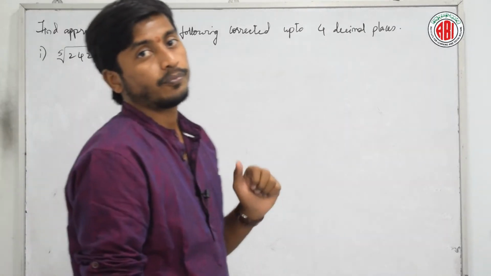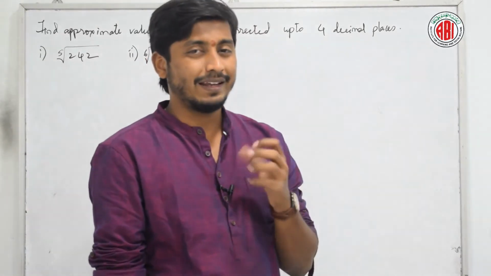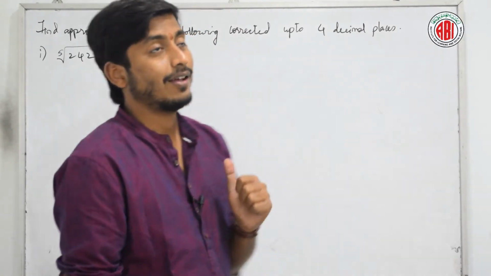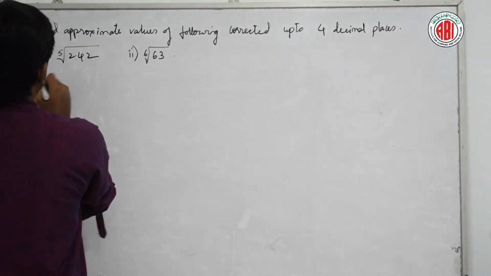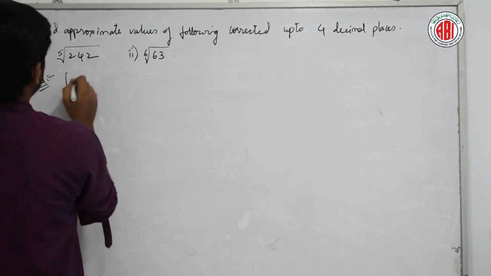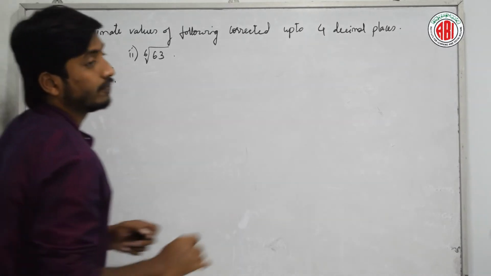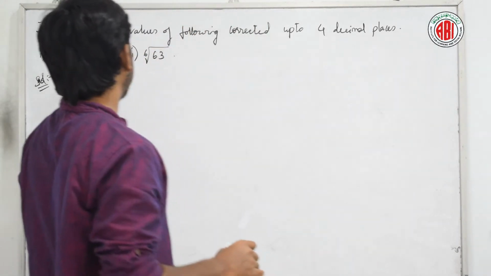How do we get 242 power 1 by 5? Which is the nearest perfect square or perfect cube? It is 243. So let me write it as 243 minus 1 whole power 1 by 5. Is it okay? So what shall we do now?